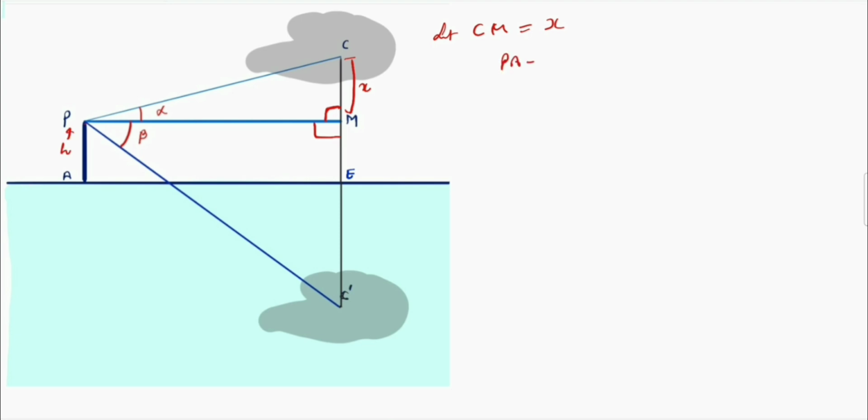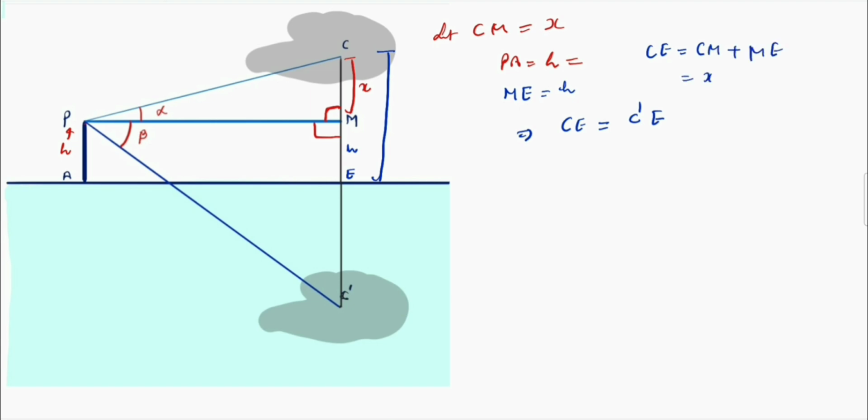So if PA is equal to h, then ME will also be equal to PA, which is h. So it implies that ME is equal to h. And we know the height of the cloud and its reflection from the lake will be the same. So this implies that CE is equal to C prime E. CE is equal to CM plus ME. So CM we have taken as x and ME is equal to h. So CE is equal to x plus h. Therefore C prime E will also be equal to x plus h. So this is also our x plus h from here to here.